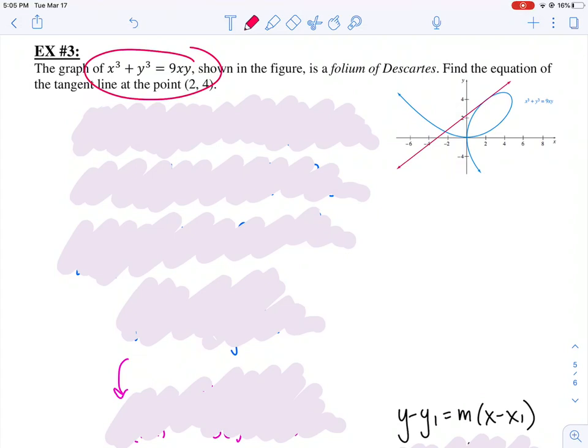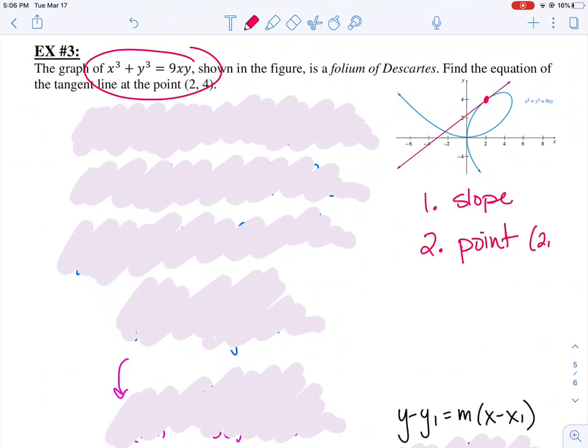So kind of this little swoopty idea. And it says here that there's a tangent line that touches at the point (2, 4). So this pink line is our tangent line, and we want to find the equation of that tangent line. If you remember from before, there's two things that we need in order to come up with an equation of a tangent line. The first thing we need, remember, is a slope. The second thing we need is a point.